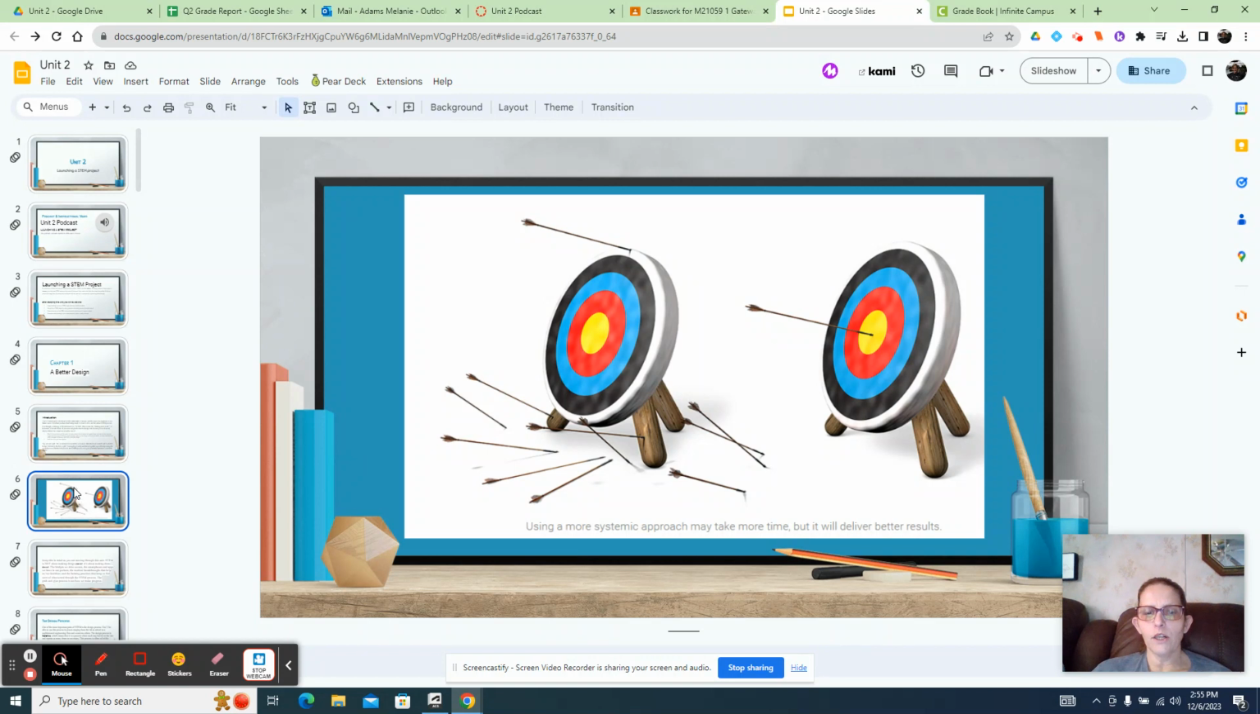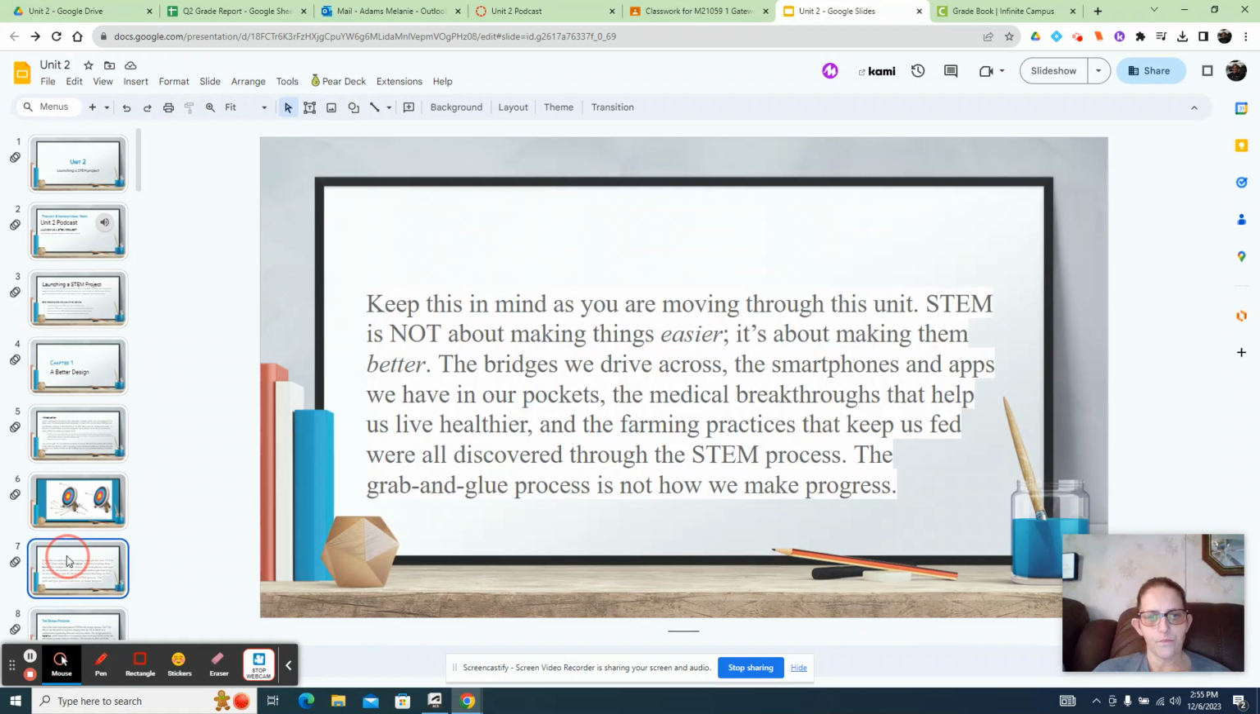All right. So understanding a systematic approach may take more time, but it's going to give you better results. All right, so keep this in mind when you're moving through this unit. STEM is not just about making things easier, it's about making them better and more efficient. All right, so that's kind of what we're doing in the real world as well.